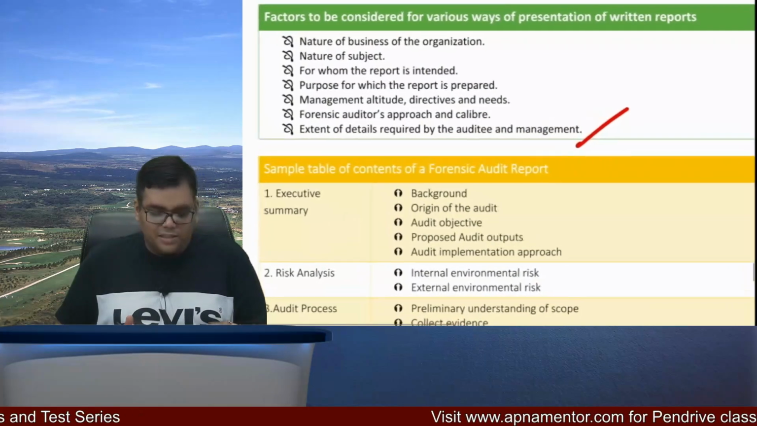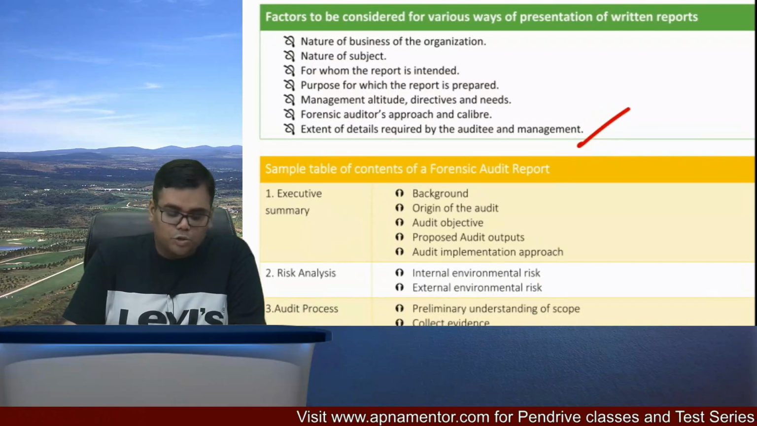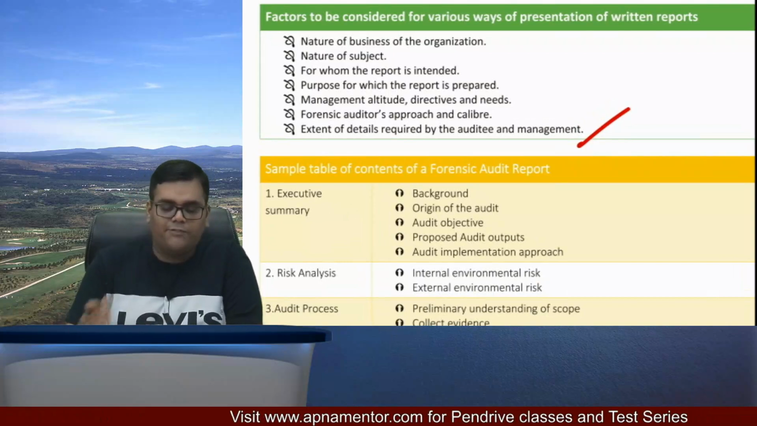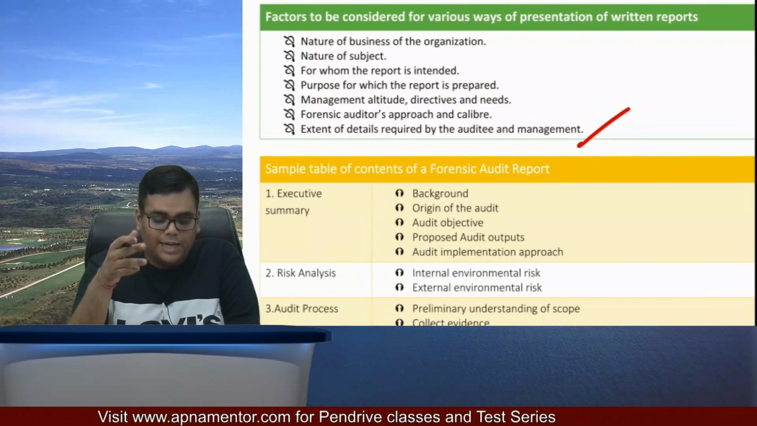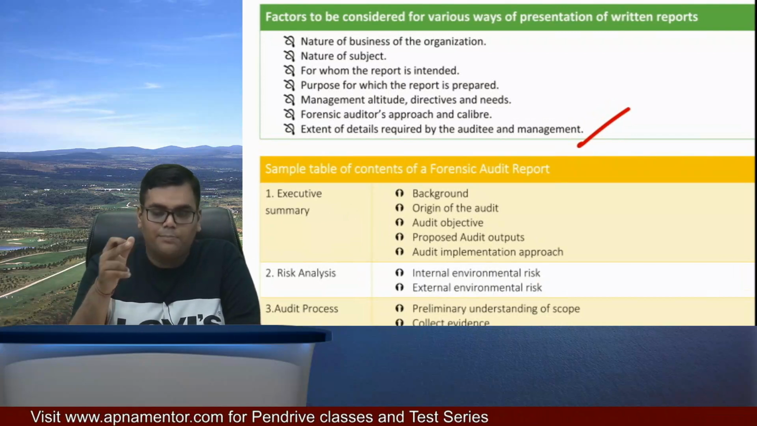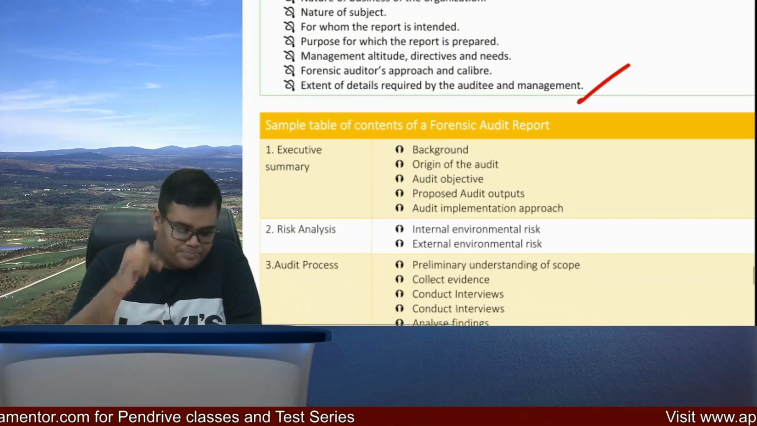So the various factors that are to be considered for various ways of presentation of written reports. You should consider the nature of business, the nature of subject for whom the reporting is to be done, what is the purpose of the report, what is the management attitude, direction and needs, the forensic auditor's approach and caliber, and extent of details required by the auditee and management.